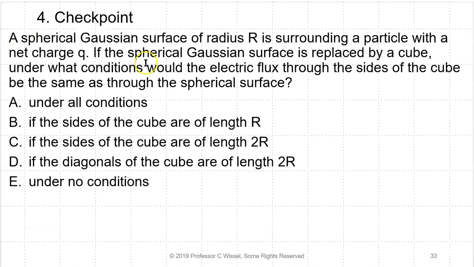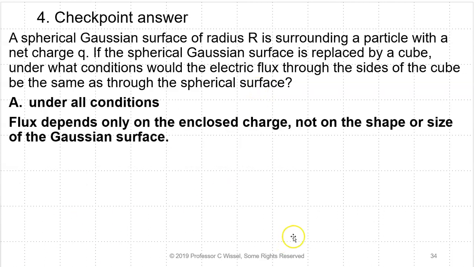A spherical Gaussian surface of radius r is surrounding a particle with a net charge q. If the spherical Gaussian surface is replaced by a cube, under what conditions would the electric flux through the sides of the cube be the same as through the spherical surface? It doesn't matter. Flux depends only on the enclosed charge, not on the shape or size of the Gaussian surface.